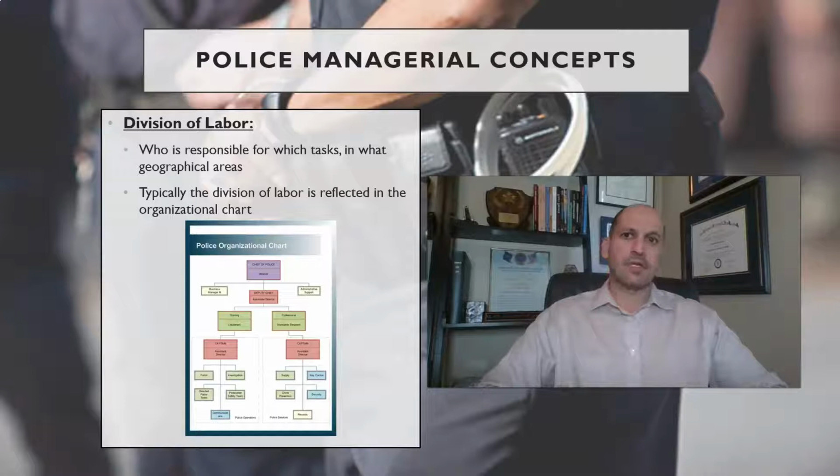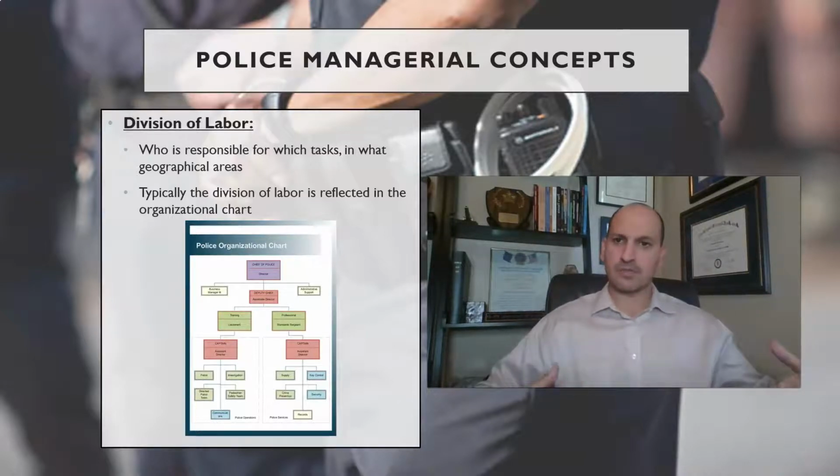So, for example, in the NYPD, they have the police commissioner. And who reports to the police commissioner? Well, you have the chief of the department who reports to the police commissioner. And who reports to the chief of the department? That would be the chief of patrol, and the chief of operations, and the chief of detectives, and the chief of this, and the chief of that, so on and so forth. And who reports to them? And they all have their units underneath them. Again, division of labor represents who is responsible for what, where.